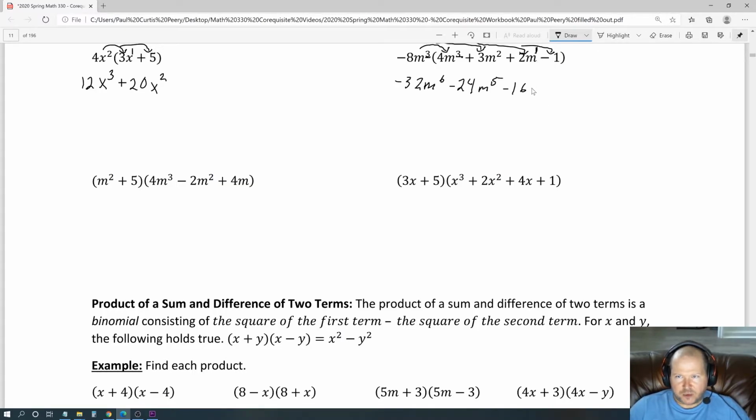So we would say 3 plus 1 is 4, so it gives you m to the fourth. Then you say negative 8 times negative 1, which gives me a positive 8. And you bring down m to the third.